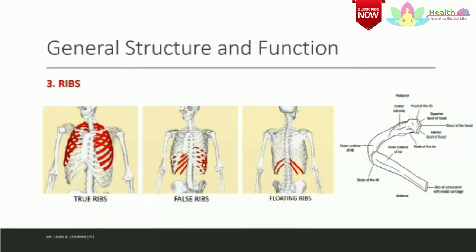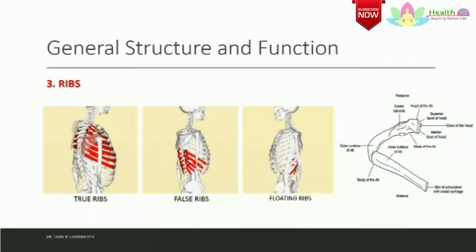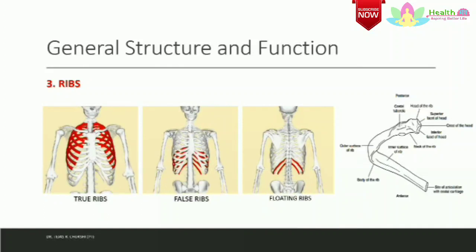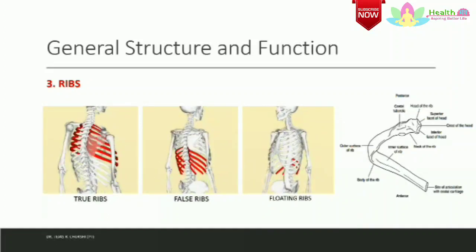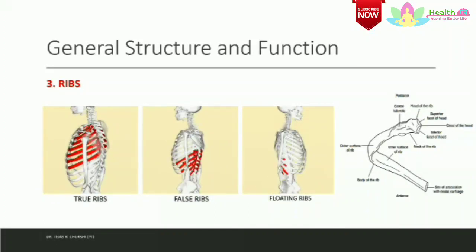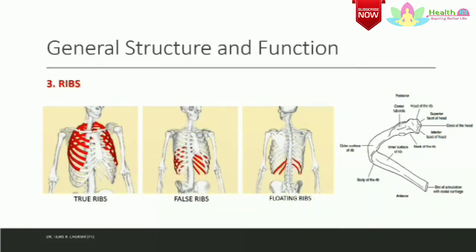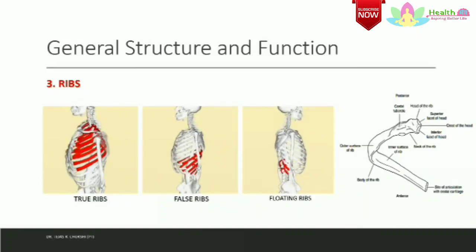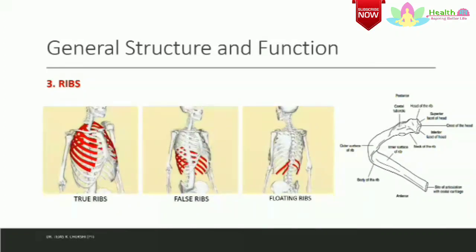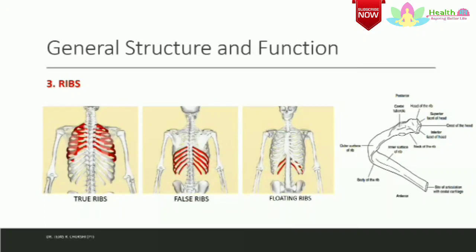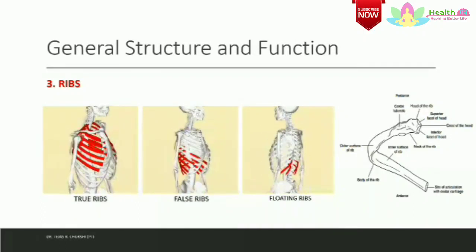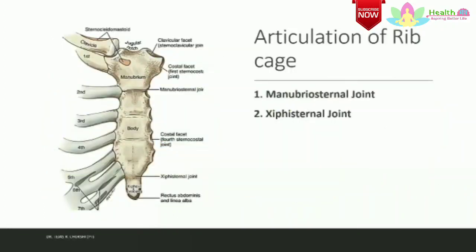Now if you look at the second figure, the costal cartilage of ribs 8 to 10 articulates with the costal cartilage of the superior rib and indirectly articulates with the sternum via the 7th rib. That's why they are also known as vertebrochondral or false ribs. The 11th and 12th ribs are also called floating ribs as they do not have an anterior attachment to the sternum. Now we'll discuss the articulation of the rib cage.